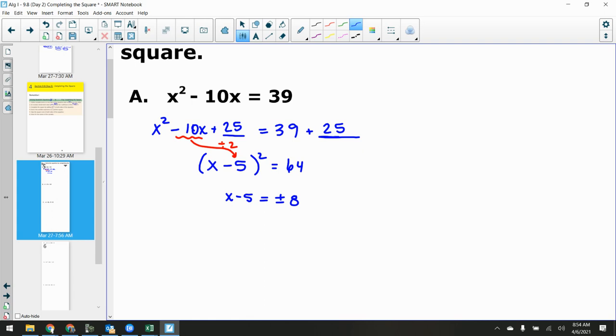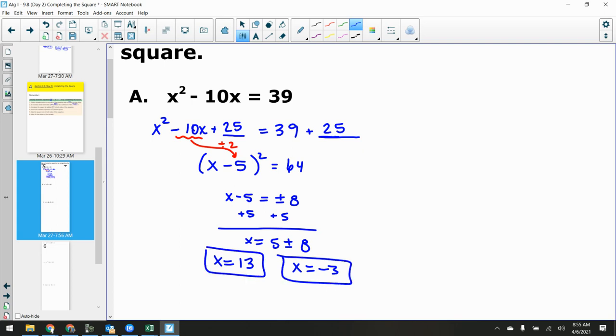And again, I'm going to show it this way now. I'm going to add the 5 over to the other side. I kind of like this way to write it: 5 plus or minus 8. Because that reminds me that I've just got to take 5 plus 8, and then 5 minus 8. This kind of saves me from writing my 2 separate equations. 5 plus 8 is 13. 5 minus 8 is negative 3.